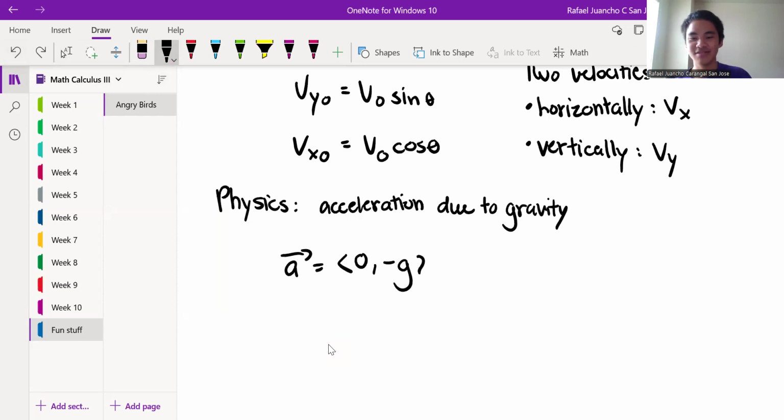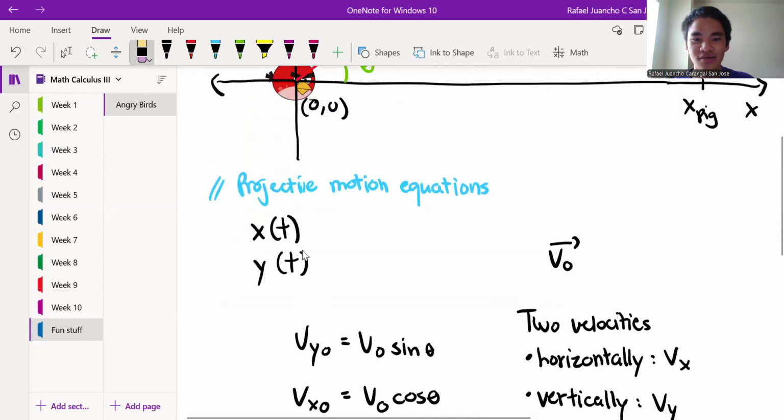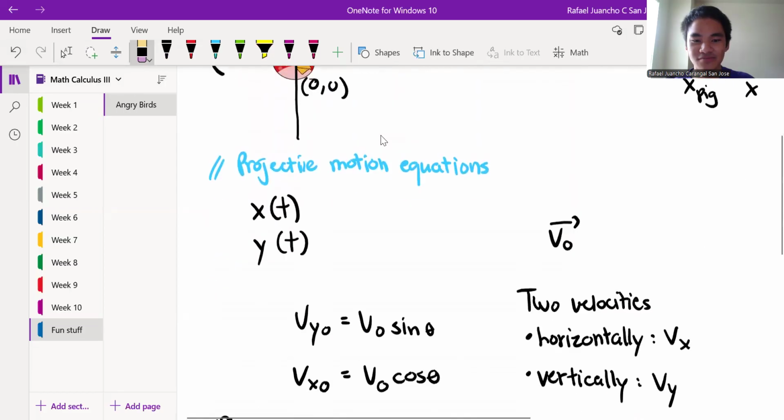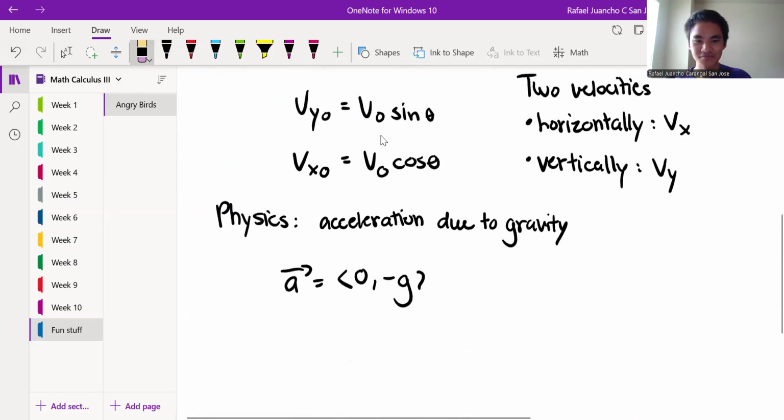But yeah, so that's our vector. Our x component is nothing. Our y component is always going down. That's why it's negative, because we're being pushed down. And so we want to take that into account when finding the motion of the bird, right?